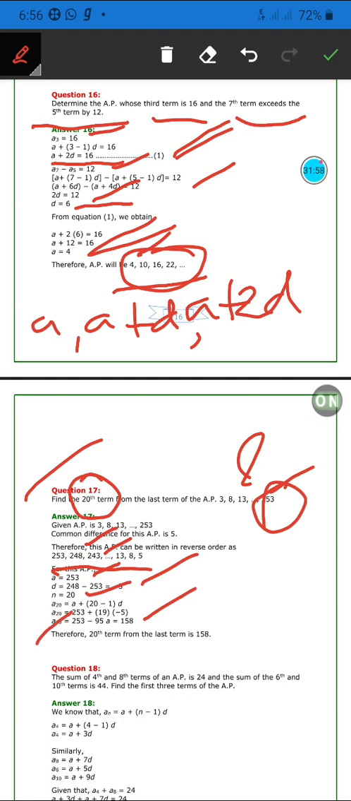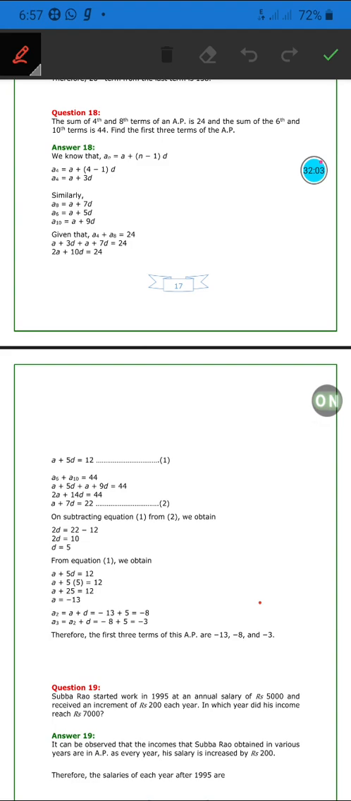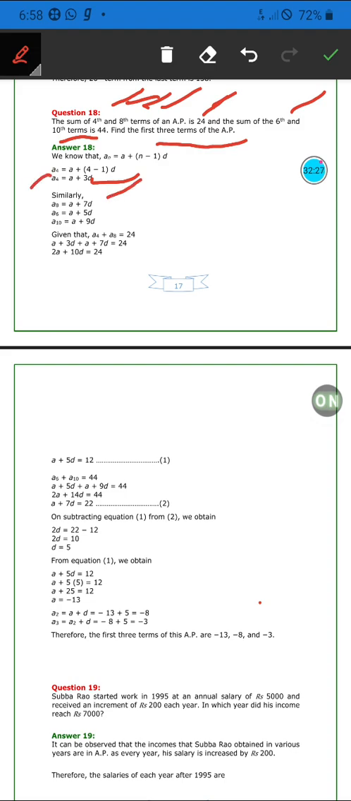18th question. The sum of 4th and 8th term is 24. The sum of 6th and 10th term is 44. Find the first 3 terms of the AP, which means we have to find A and D. Okay, so what is the question? The sum of 4th and 8th term is 24. So what is A4? A plus 3D. What is A8? A plus 7D. So A plus A is 2A, 3D plus 7D is 10D equal to 24. So by simplifying this equation, A plus 5D equal to 12.